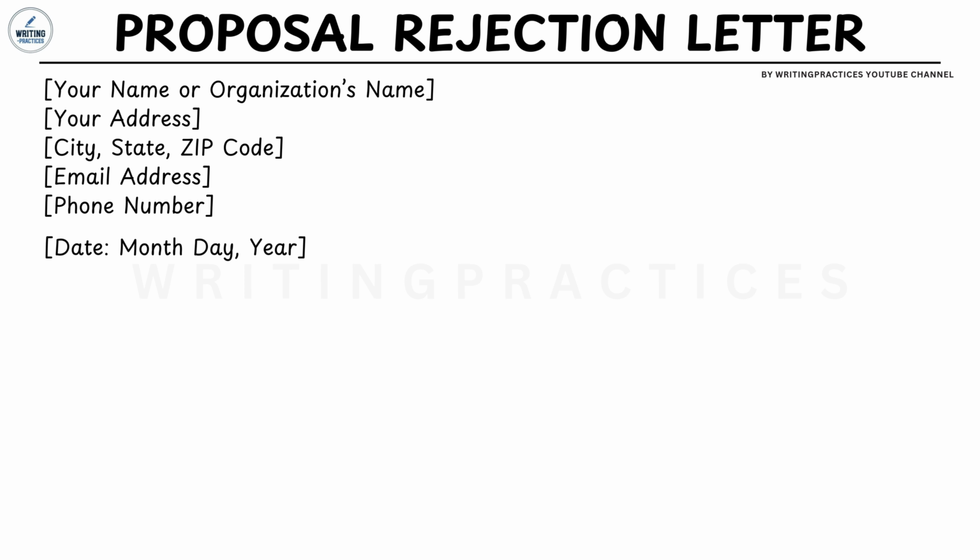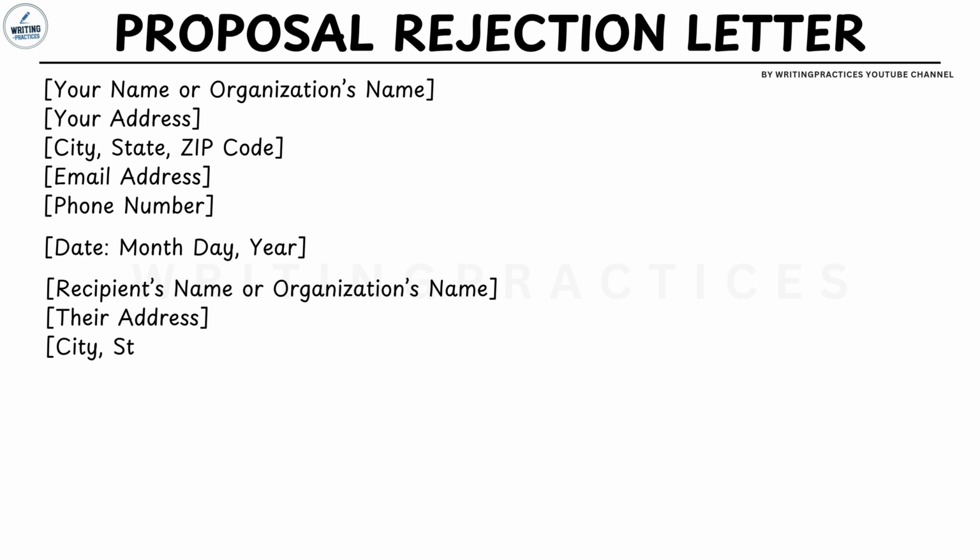Recipient's information. Next is the recipient's information, their name or organization's name, their address, city, state, ZIP code. This section personalizes the letter, ensuring it reaches the correct party. If the proposal came from a team or department, you can address it generally to Proposal Review Committee or Marketing Department instead of a single individual. Tip: use the exact name and address provided in the proposal documents to avoid errors.